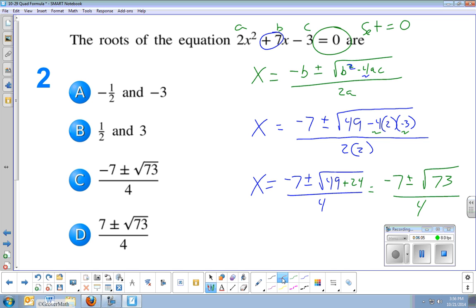And now the question becomes, can I simplify? This is called the discriminant number here. Can I reduce that? And the answer is no. And so my final answer is exactly what I see there, negative 7 plus or minus rad 73 over 4. But that's where the problems are going to change.